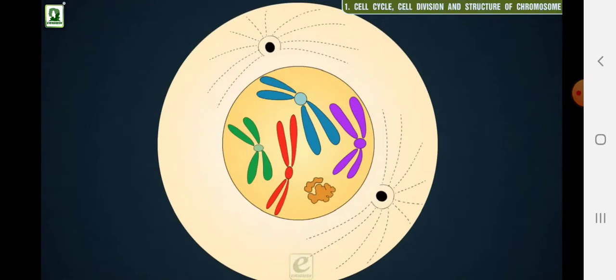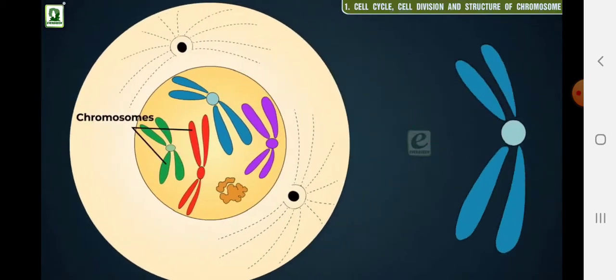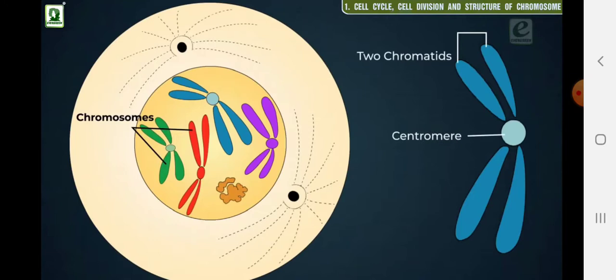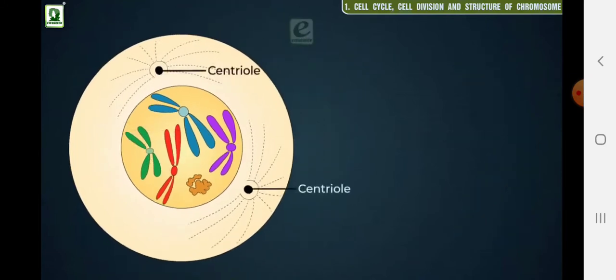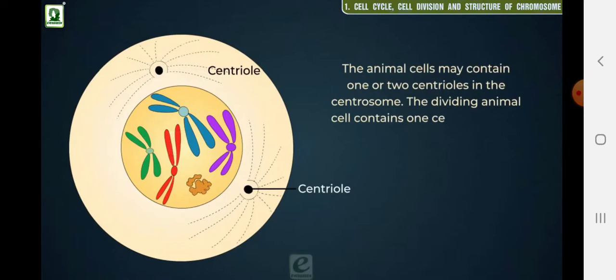It begins with the shortening and thickening of chromosomes. Each chromosome splits longitudinally to form two chromatids, which are joined at one point called the centromere or kinetochore. The centriole in the centrosome divides into two. The animal cells may contain one or two centrioles in the centrosome. The dividing animal cell contains one centriole, which splits into two in the early prophase.